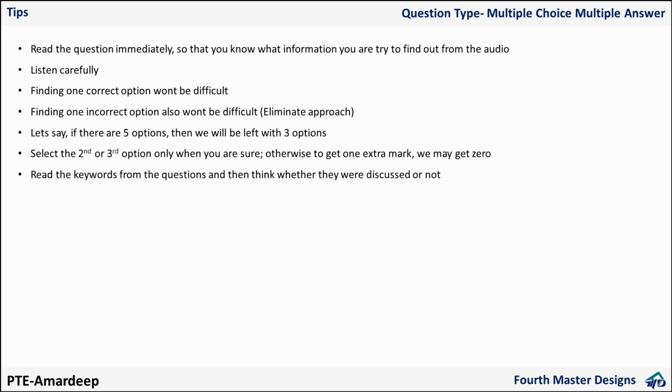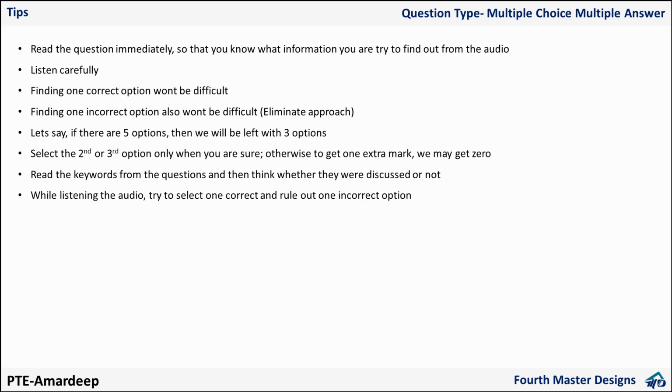And to figure out whether a particular option is the answer or not, focus on the keywords. The moment your audio is over, start reading the keywords from the remaining options. While listening the audio, you can easily figure out which one can be eliminated easily, which one is the answer. While listening the audio itself, we will figure out two, one correct and one incorrect. The moment audio is over, start reading the other remaining options. What keywords are there? Did they discuss those keywords or not? That's the only way to go for this particular question type.